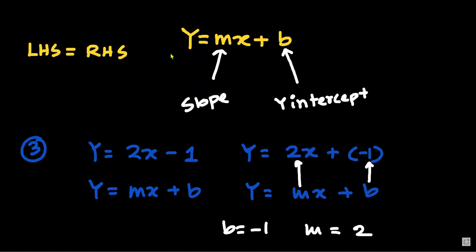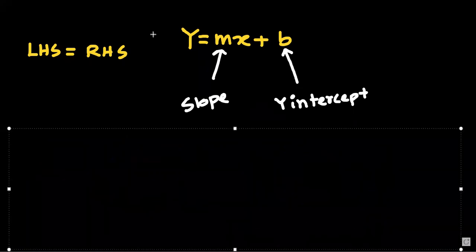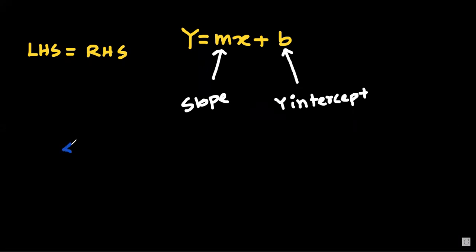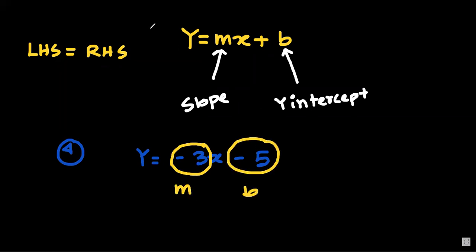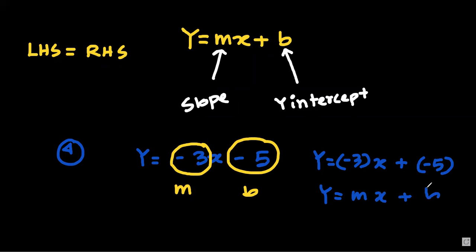Next, take the last example, the fourth one. So let us say y equals negative 3x minus 5. And if you compare with y equals mx plus b, you can simply say m value is negative 3 and b value is negative 5. Or you can write it in standard form, y equals negative 3 within bracket m times x plus b is negative 5. So y equals mx plus b, m equals negative 3, b equals negative 5. That's all.